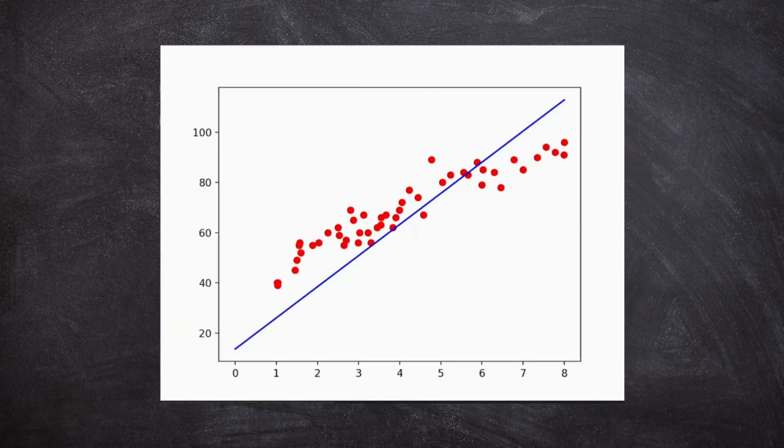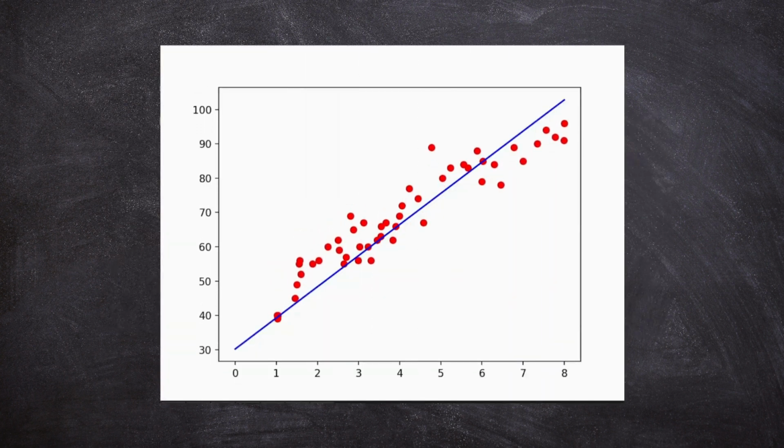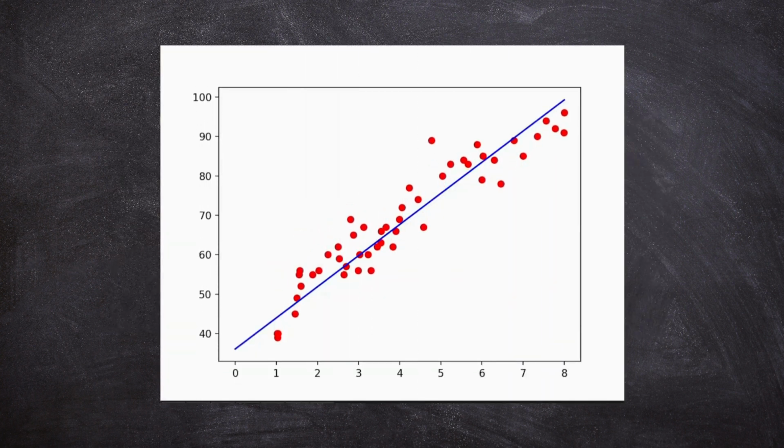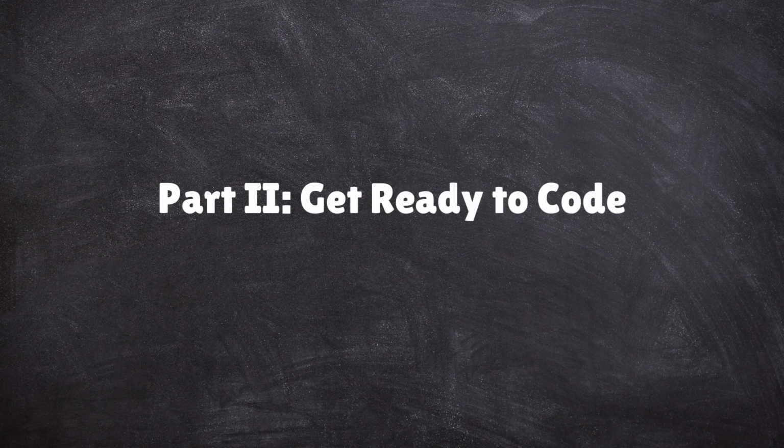To summarize, we've covered how the linear regression equation works, how we measure the error using the MSE cost function, and how gradient descent helps us find the best parameters to minimize that error. The goal of gradient descent is to adjust the parameters step by step to make the model's predictions as accurate as possible. Now let's dive into the code.